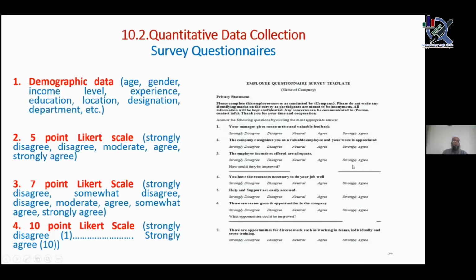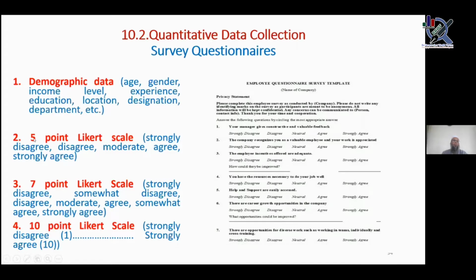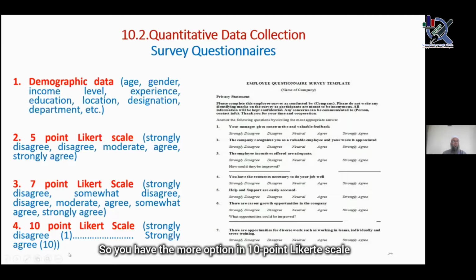Okay, this is how we collect the quantitative data, and sometimes we use a 5-point Likert scale, sometimes a 7-point Likert scale and a 10-point Likert scale. Now researchers are giving emphasis to the 10-point Likert scale, because if you are 80% agree, you don't have that option in a 5-point or 7-point Likert scale. If you are 90%, you have more options: 1, 2, 3, 4, 5, 6, 7, 8, 9, 10. So from 1 to 10 you can select any. If you are 10%, 20% or 40% agree, you have more options in a 10-point Likert scale.